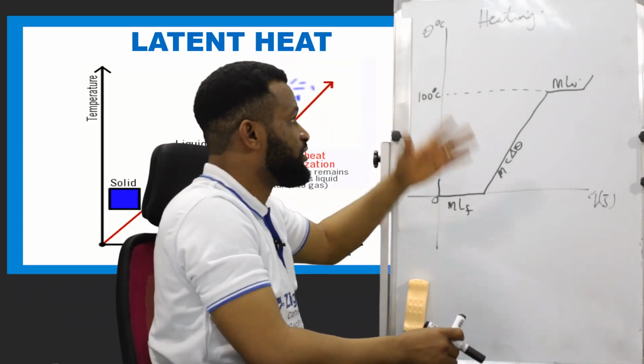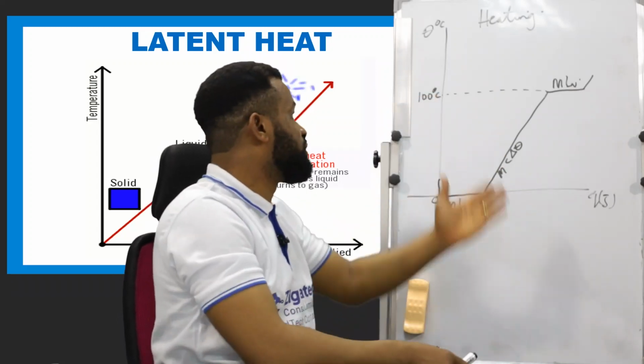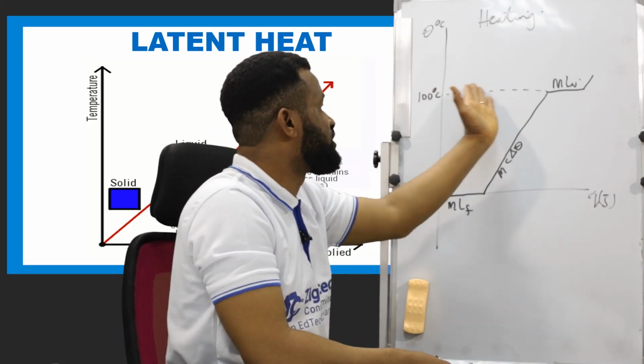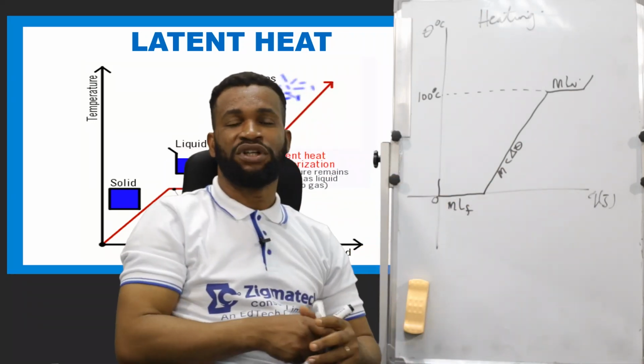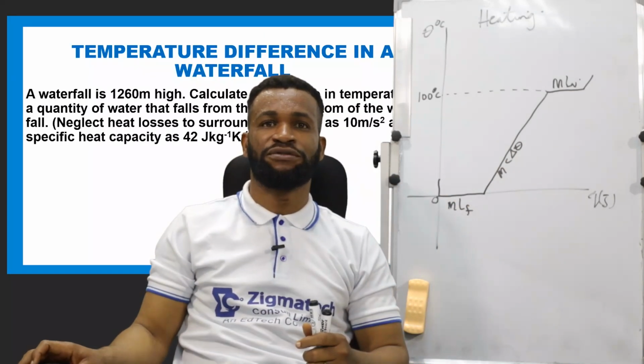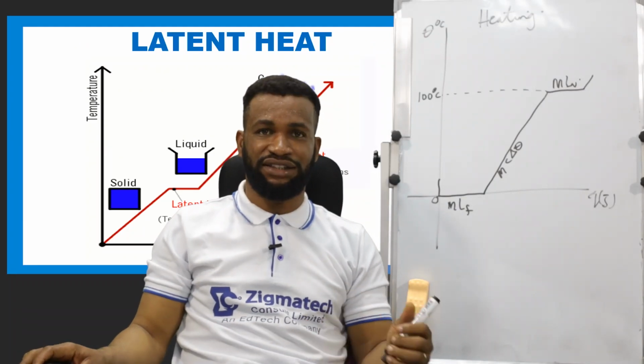Remember, this is for heating. For cooling, a different thing happens because for cooling, it's going to start from 100 degrees Celsius, then goes back to this and down. This is all you have to know about latent heat.